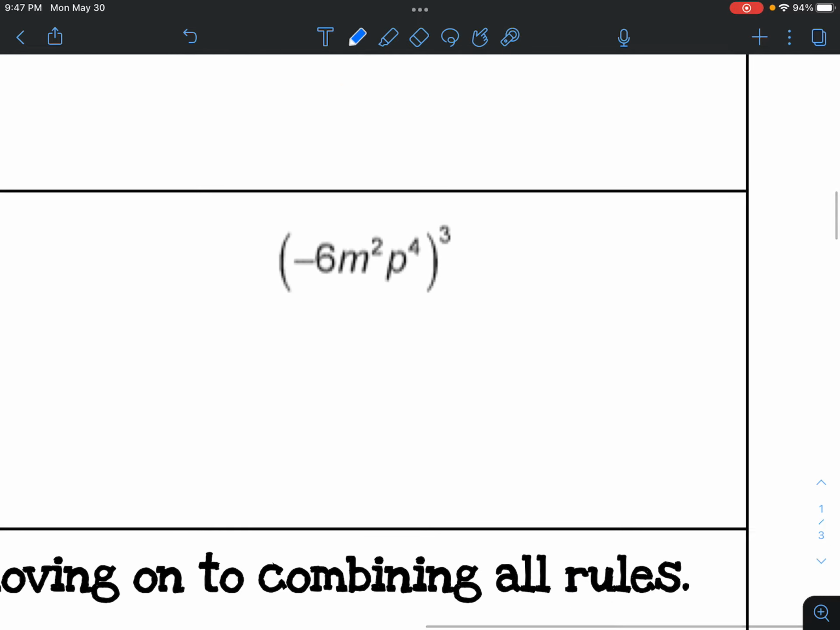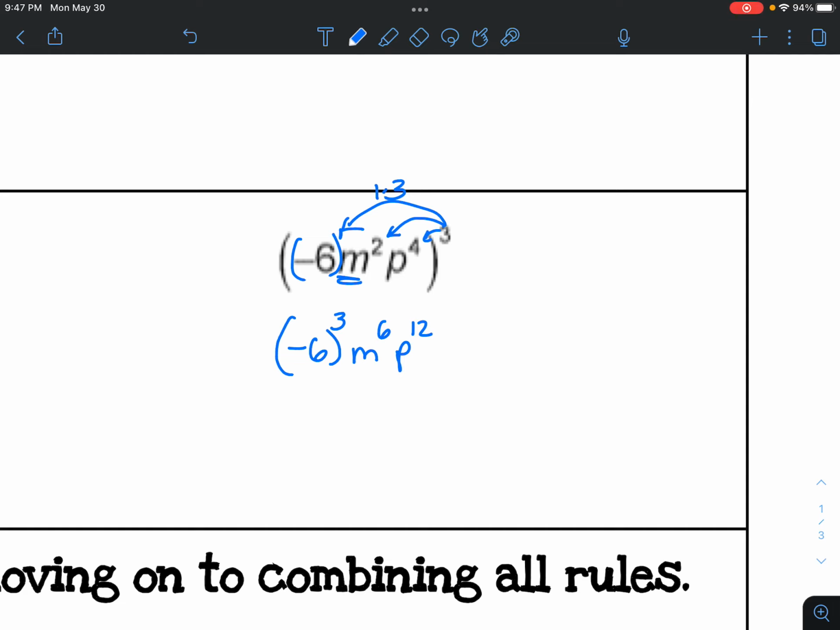Here again, don't get tricked by this beautiful little negative here. When you do 1 times 3 to do your power to a power, you have to keep your -6 in parentheses. So you get -6 to the third. Keep the base of m. 3 times 2 is 6. Keep the base of p. 3 times 4 is 12. Again, you can simplify the -6 to the third if you would like to, but you don't have to. It's -216, m to the 6, p to the 12th.